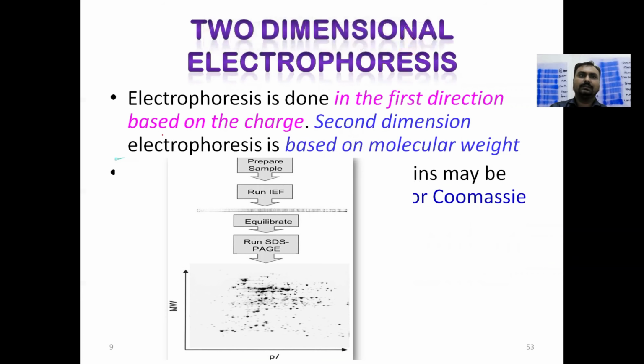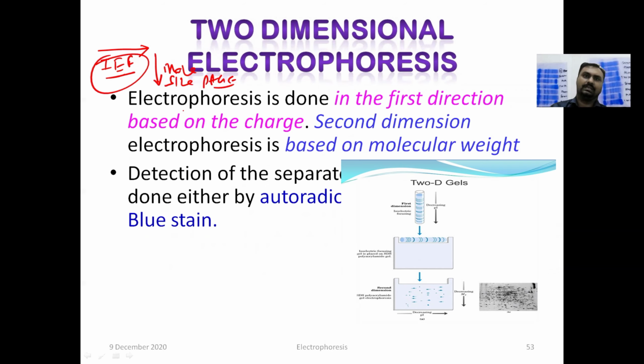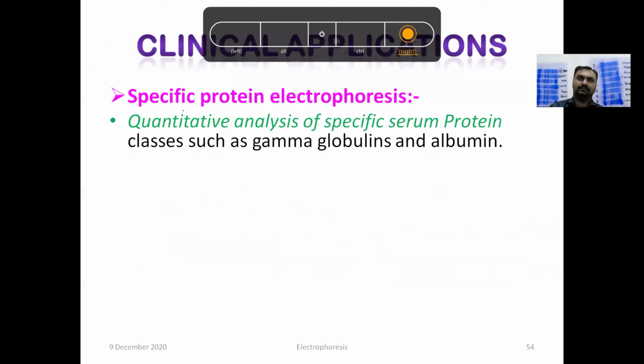Then two-dimensional electrophoresis. Here, first we separate the molecules based on their isoelectric focusing capability, and then we change the dimension and separate the molecules based on molecular size via PAGE. That is called two-dimensional electrophoresis.